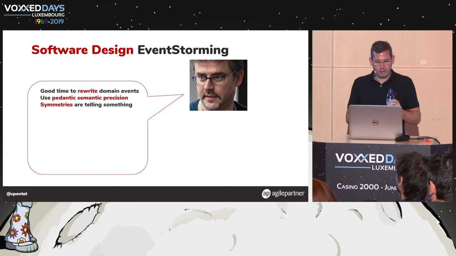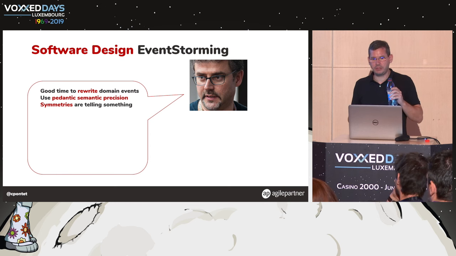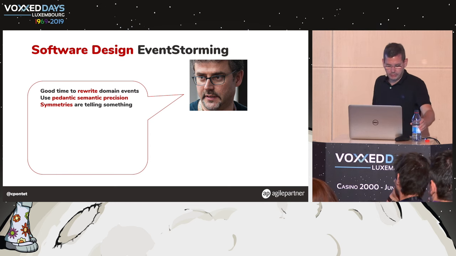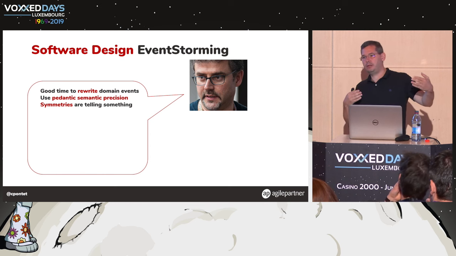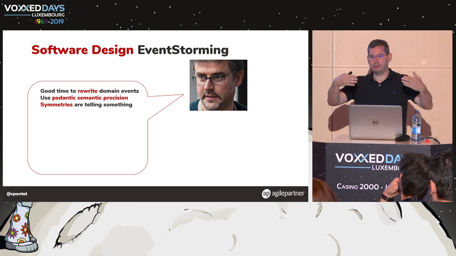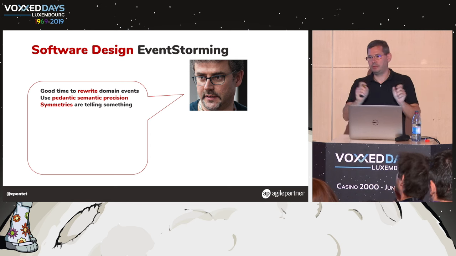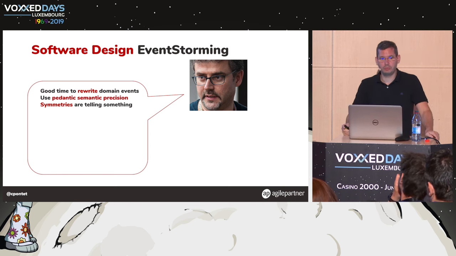So you need to pay attention to that. Alberto says, use pedantic semantic precision. Really try to make the final decision: how do we call that domain event? How do we call this thing? You've seen that you had symmetries. Usually in a system like that, you have a command that is generating an event, and this symmetry is very important. The same kind of command-event pattern happens all the time. But sometimes it does not, and it's also important to track that.